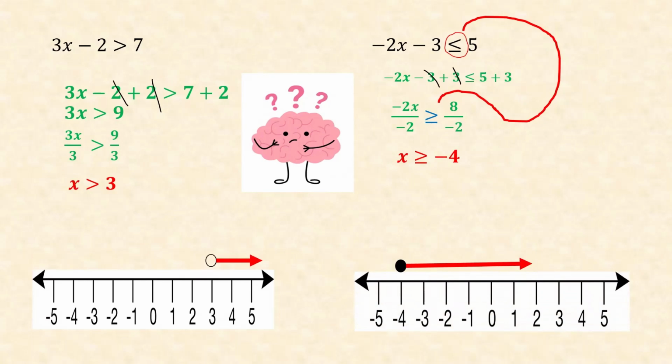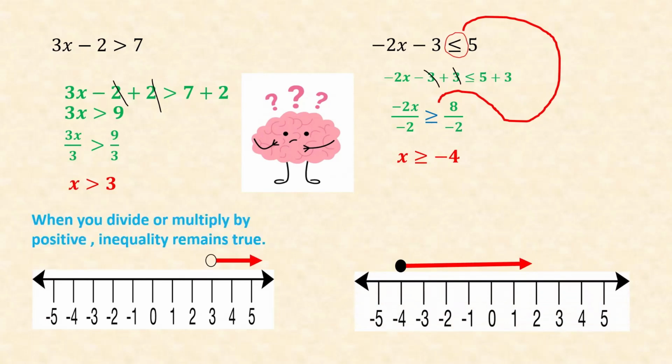As a summary, when you divide or multiply by a positive number, the inequality remains the same. You can see it from the first example, where we are dividing by positive 3, so the sign of the inequality didn't change. But in the second question, we divide by minus 2, so the inequality reversed. I hope you all got it.